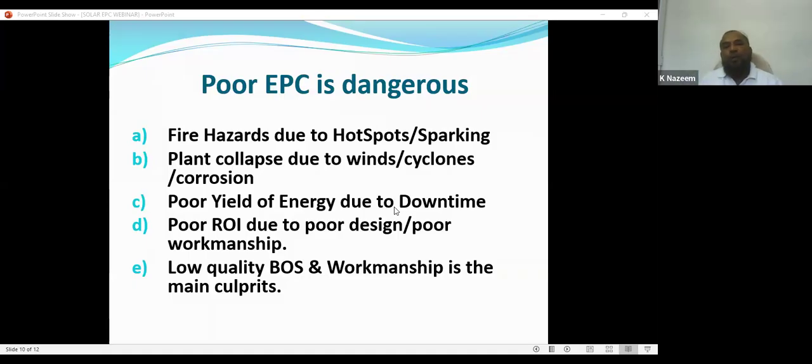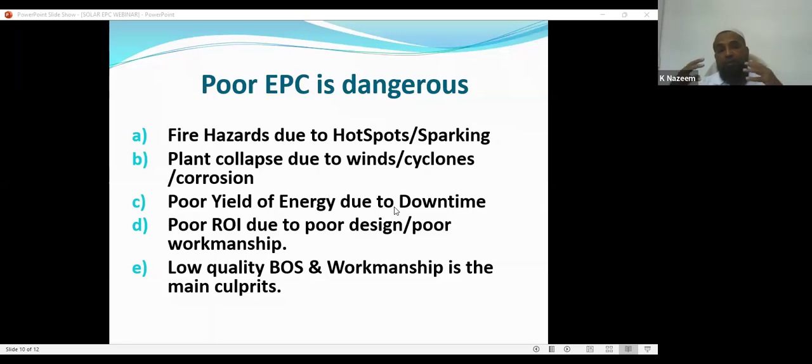Fire hazards due to hotspots and sparking. You must be having the world's best solar modules, the world's best solar inverter. But the story doesn't end here. You should have the best BOS, and the team doing the installation work should diligently follow the best practices, world class best practices.